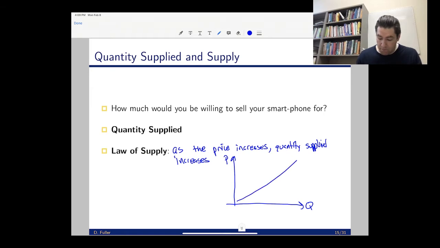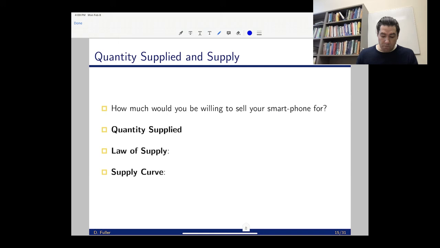Quantity and price. Here is our supply curve. So the supply curve is like the same thing we did with demand. It's just the entire relationship between price and quantity supplied. So the supply curve is the entire relationship between price and quantity supplied.